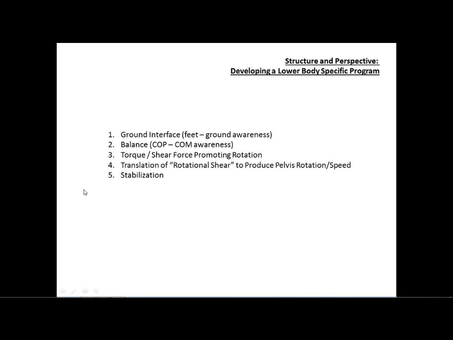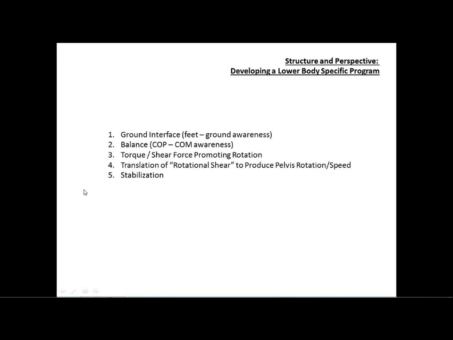So your lower body training program has to embody that component. The next thing, once we've got those two working, is we have to have the ability to impact our torque production, our shear force, or our horizontal force production as a function of good interface and shifting center of pressure and center of mass. So these things have to be incorporated.